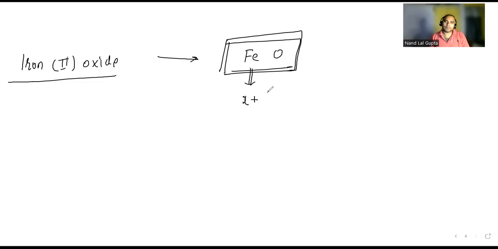So plus, what is the charge on oxygen? Oxygen is 8, so 2 and 6. Yes or no? Is it okay? The configuration of oxygen is 8 electrons, so 2 and 6. Is it okay?